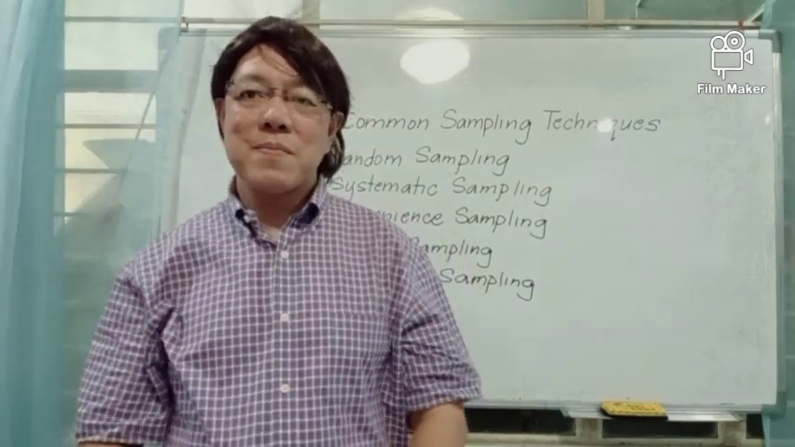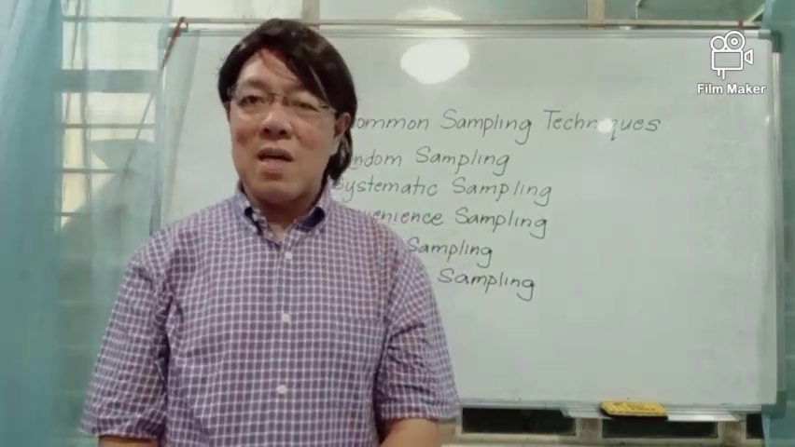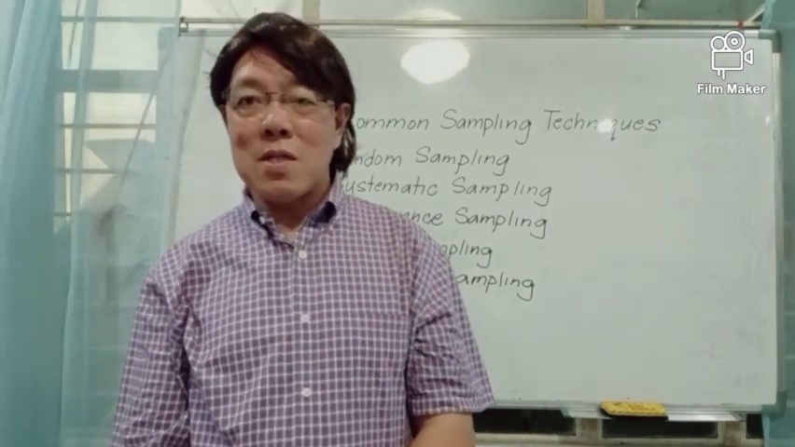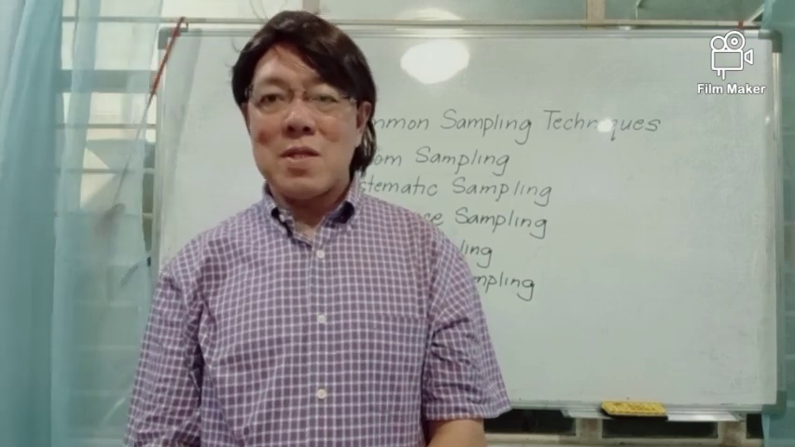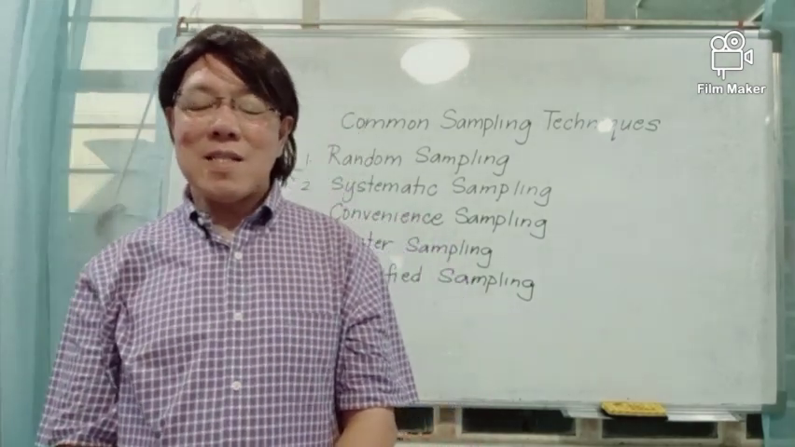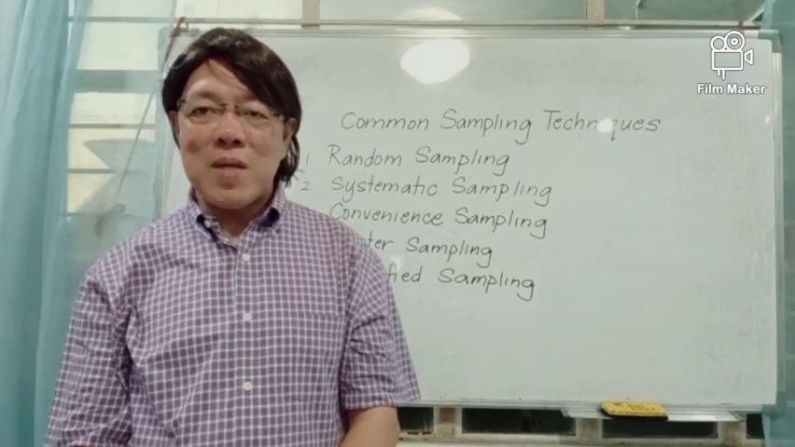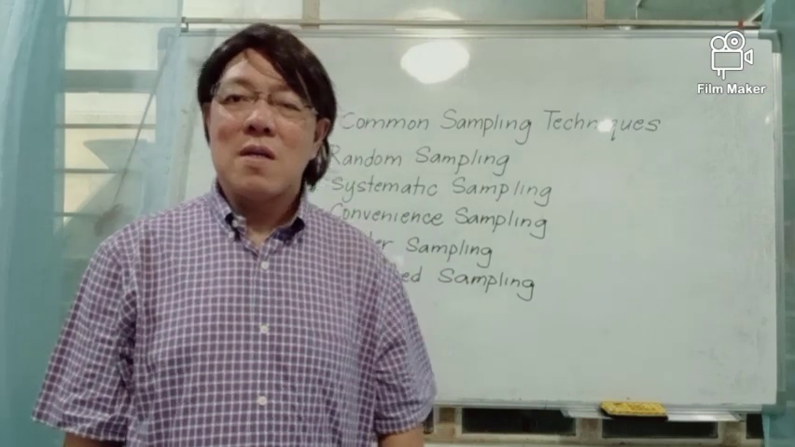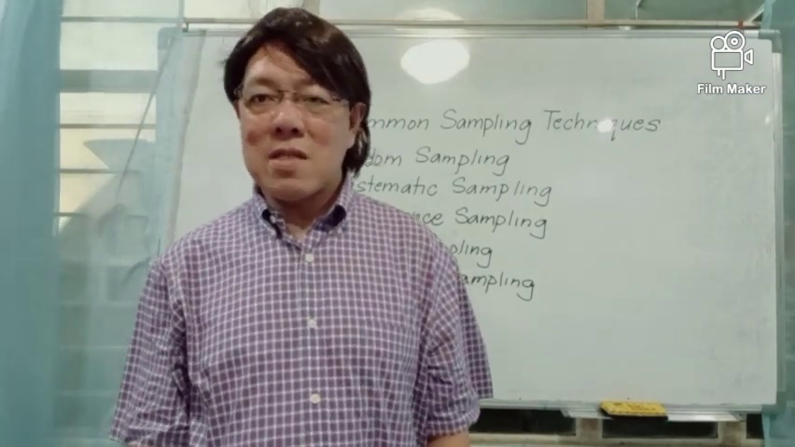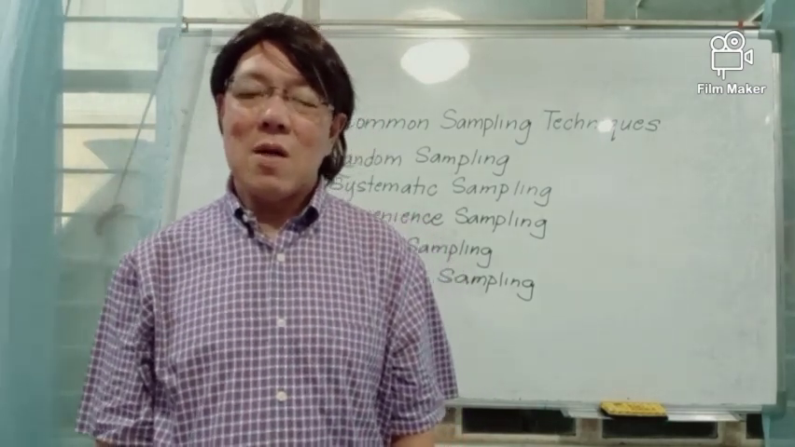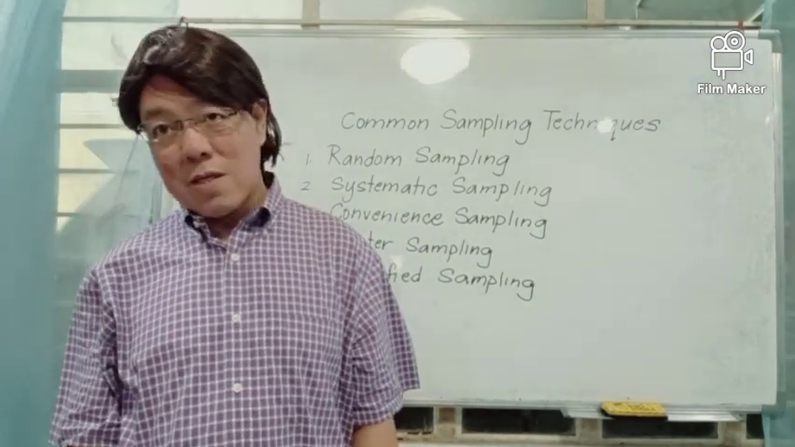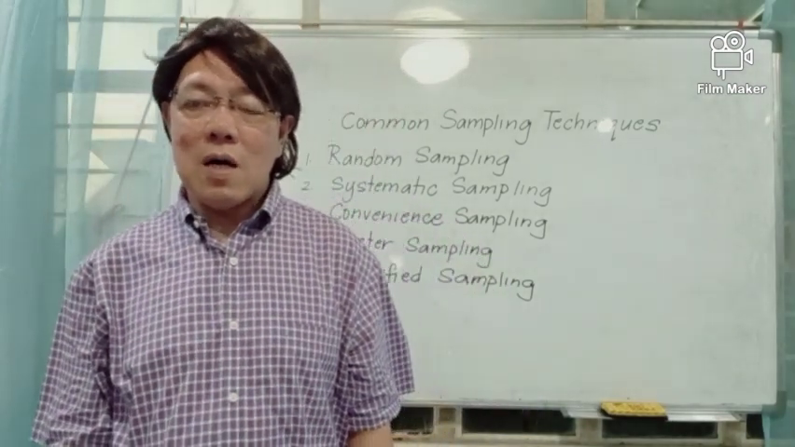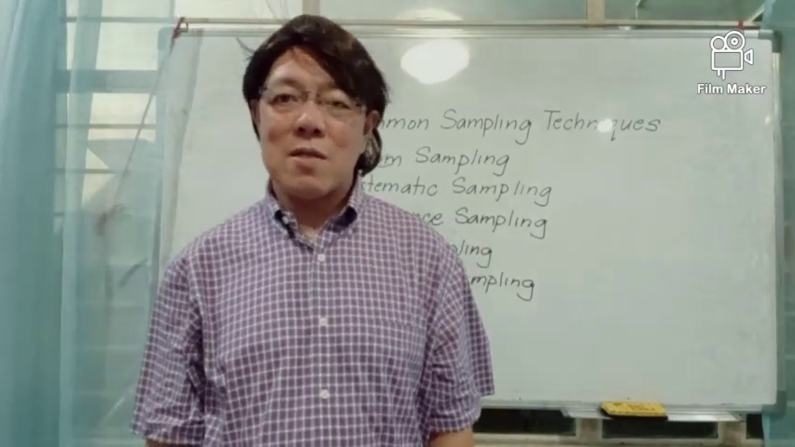Cluster sampling can be classified as a single cluster sampling or a two-stage cluster sampling. In a single cluster sampling or one-stage cluster sampling, all the members that belong to a cluster get to participate in the study. While in the two-stage cluster sampling, random individuals are chosen within a cluster.